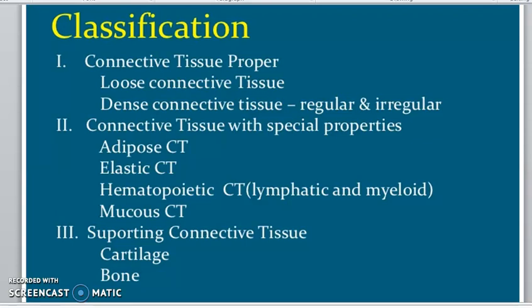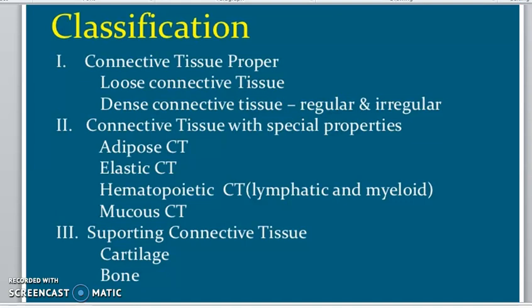Connective tissues are basically classified into three major groups. They are 1. Connective tissue proper, connective tissue with specialized properties or specialized connective tissues, and then the supporting connective tissues. Now let's look at that again.